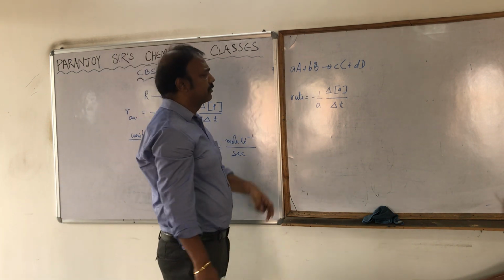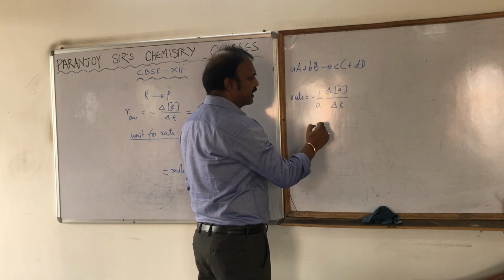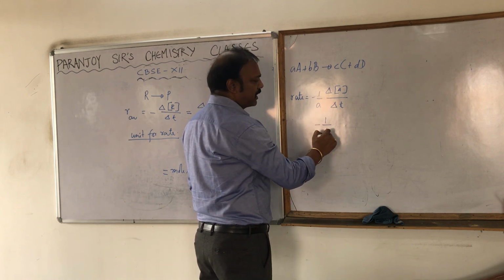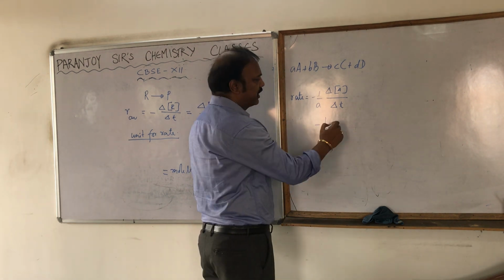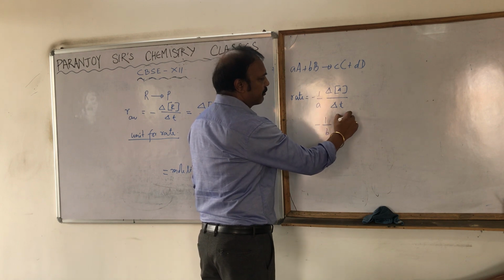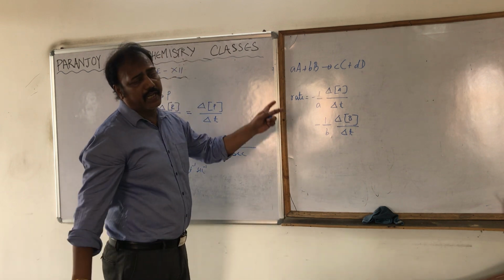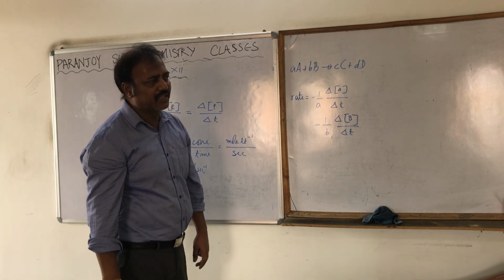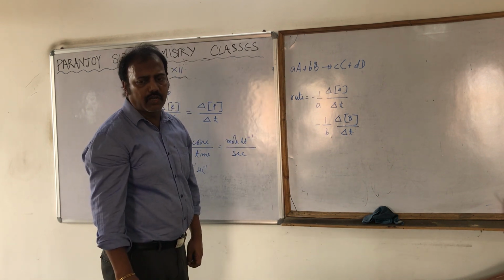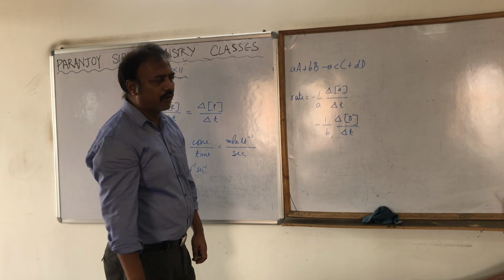What will be the rate in terms of B? In the same way we can write the rate in terms of B as 1 by b, the stoichiometric coefficient of B, into delta concentration B divided by delta T. Fine. What is the rate with respect to C? C is a product, so there won't be any negative sign, it will be only positive.